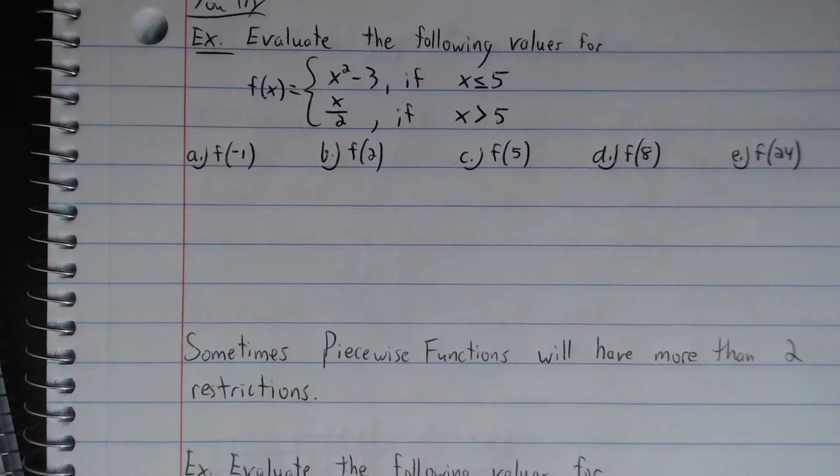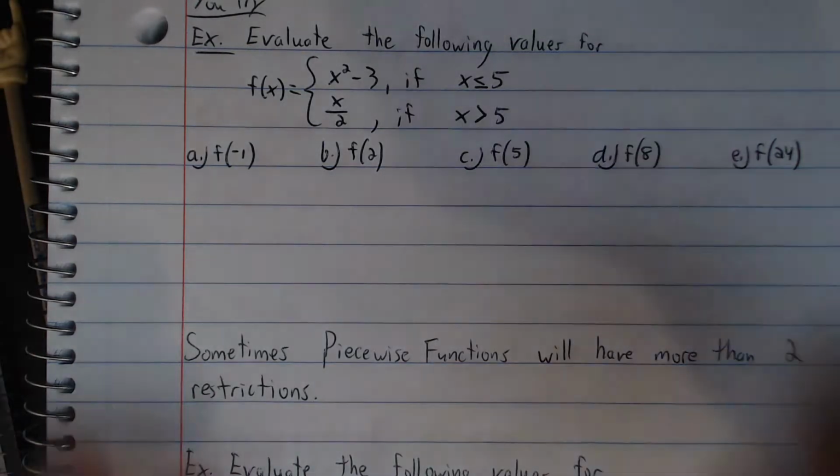So remember, you're looking for the restriction first. We'll notice that -1 is going to fit into our top part of the function, so we're going to use that top part first. So we have -1 squared minus 3. -1 squared is 1, minus 3 is going to give us -2.